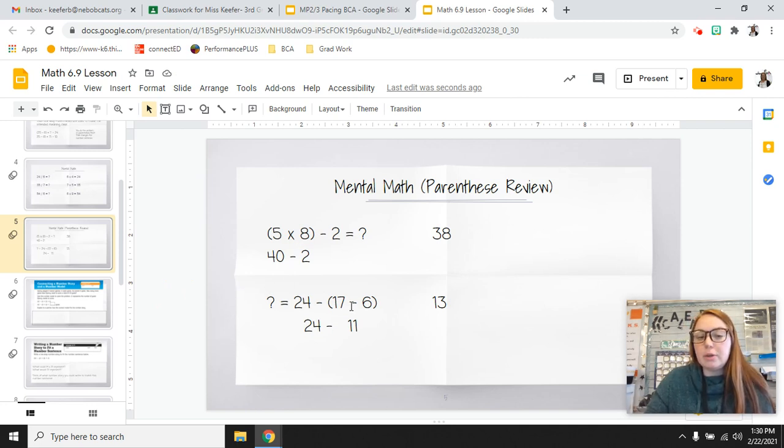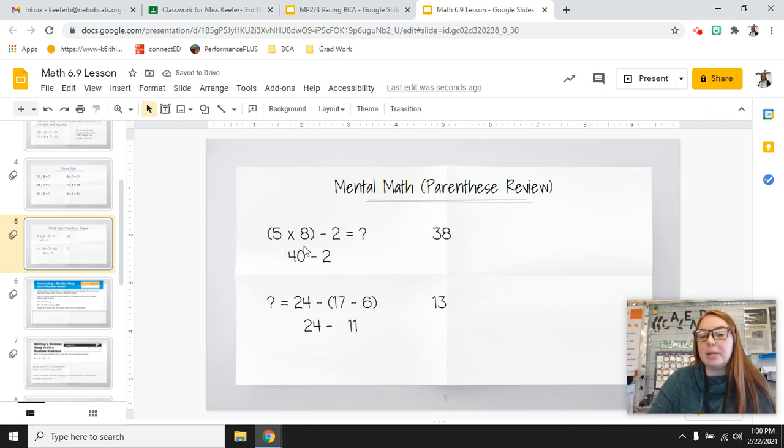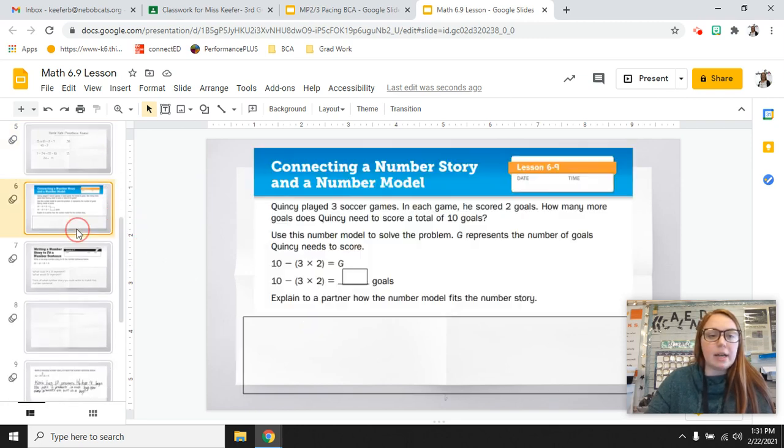So what I just want you to take away from this is when we start going into our number stories, remember, you solve the parenthesis first, write that number. I think that is really helpful so that you can see the 5 times 8 becomes a 40. The 17 minus 6 became an 11. It's part of that step. All right, so now the next part is in our workbook. So you can erase your whiteboards and put those to the side.